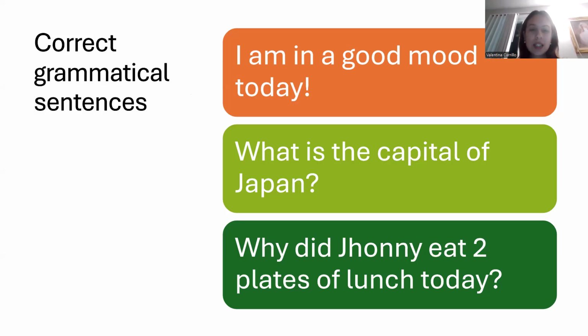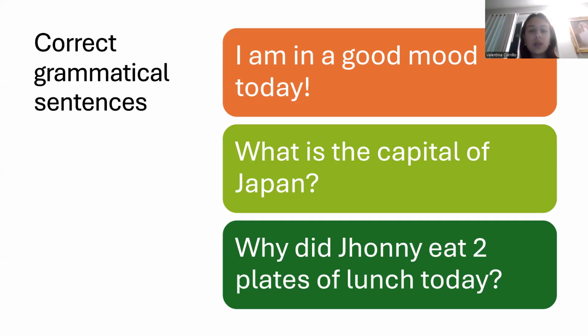The next sentence is, what is the capital of Japan? So here we have two rules applied. We have the question mark applied and a capital letter in the word Japan. Why did we use a question mark here? We used a question mark in this sentence because we are asking a question. What are we asking? We are asking what is the capital of the country Japan.